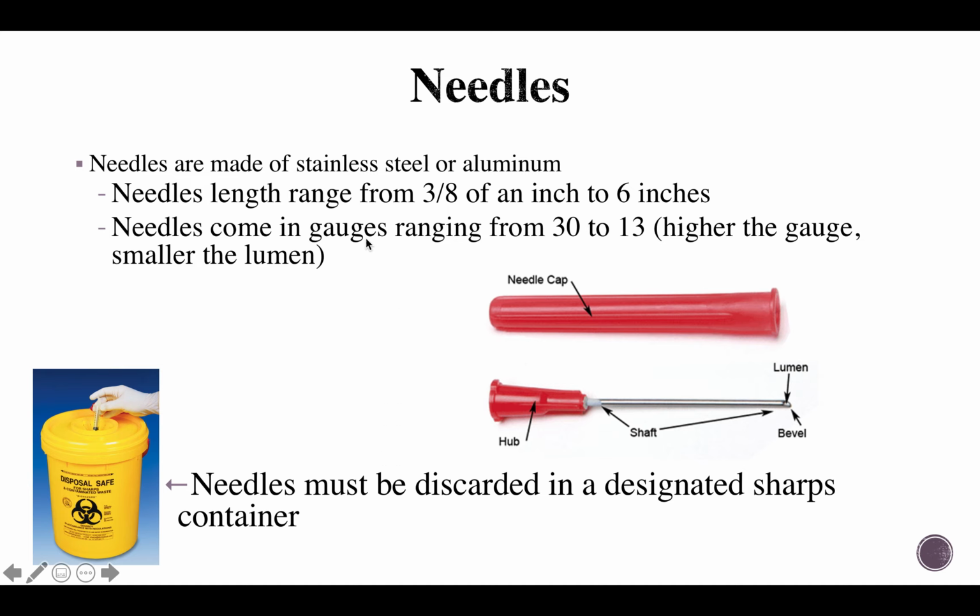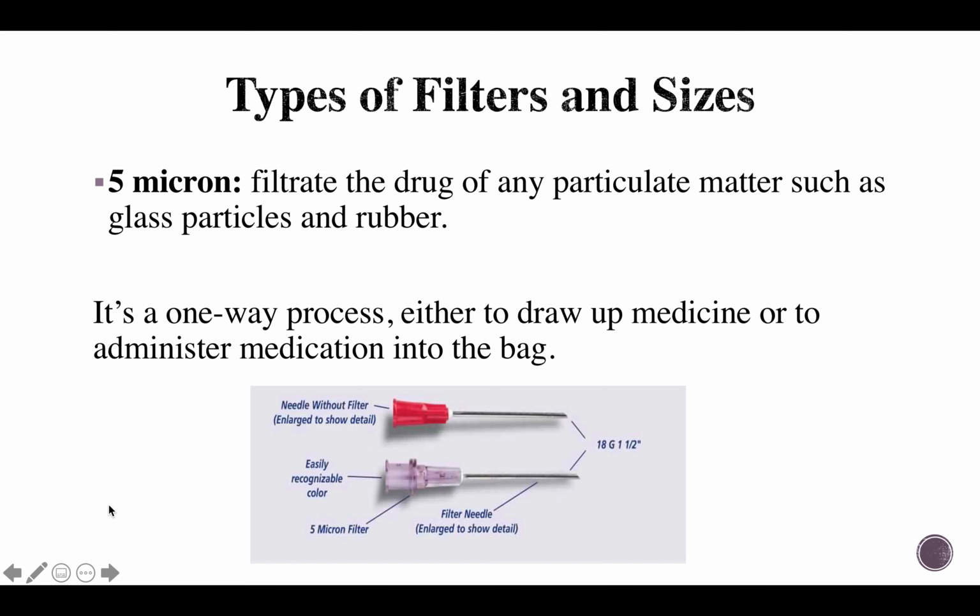Needles are made of stainless steel or aluminum. The length ranges from 3/8 of an inch to 6 inches, and they come in gauges ranging from 30 to 13. The higher the gauge, the smaller the lumen. Needles must be discarded in a designated sharps container.